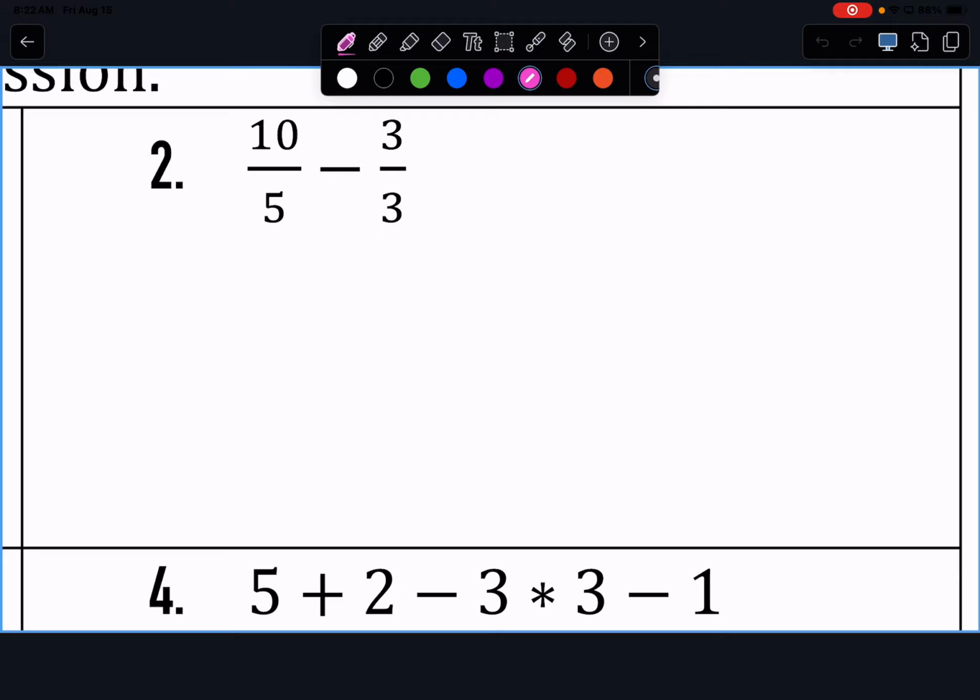How did you do that? 10 goes into 5 two times. That makes the 1 a 2. And then 3 goes into 3 one time. So we get 2 minus 1, which equals? 1. So that's the answer for 2.